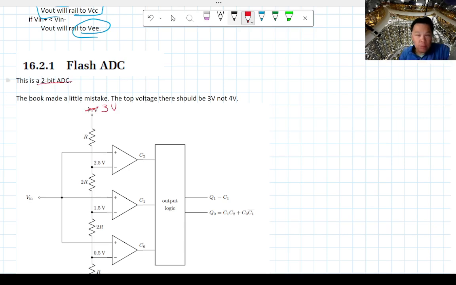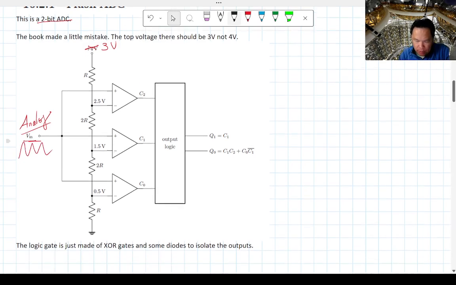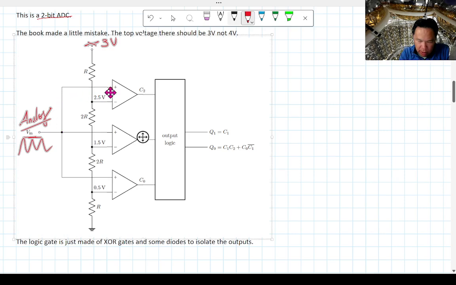So this is a 2-bit ADC, so the digital output can either be 0, 1, 2, or 3, or in binary 00, 01, 10, and 11. On the left here, you have your analog input. So this will be your little wave function, whatever you're sending in. And then right when this gets inputted into these 3 comparators, so these are all your comparators.